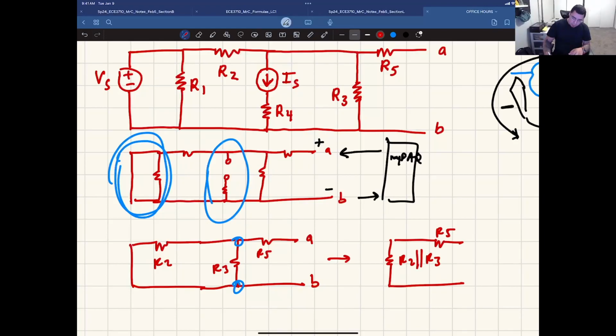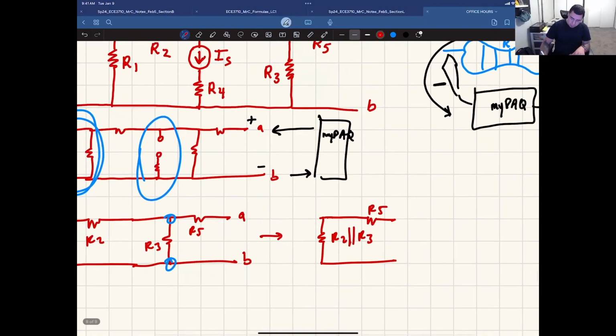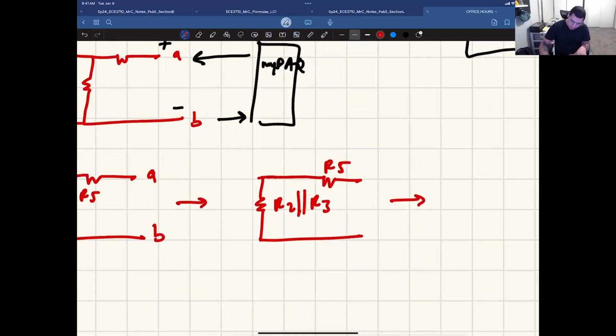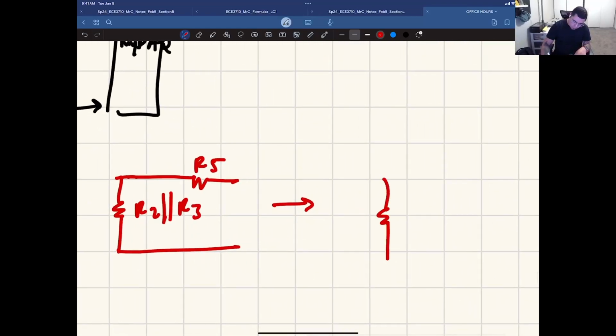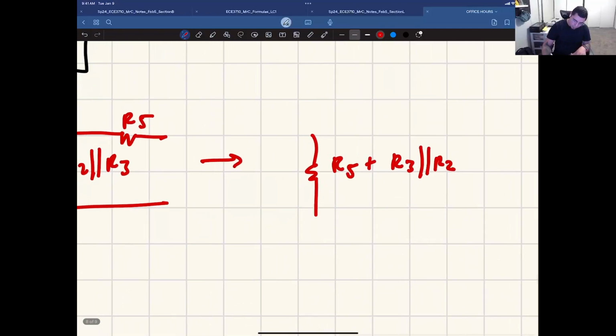And what do I notice about these two resistors? They're in series. So this means that now I have R5 plus, in parentheses, R3 parallel to R2. This thing right here is your R Thevenin. Why?